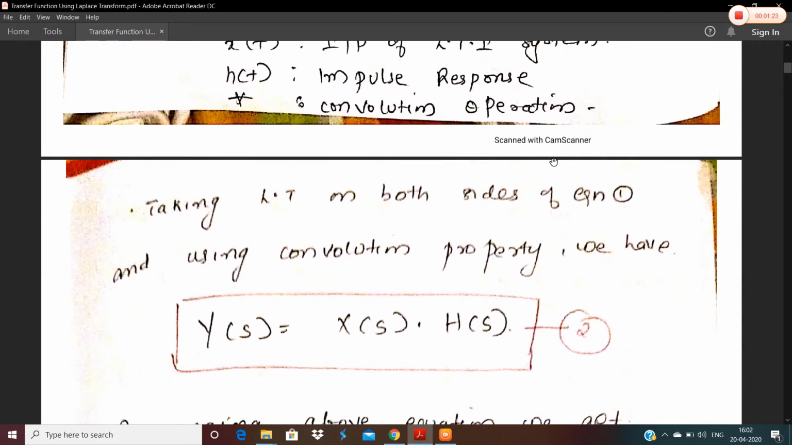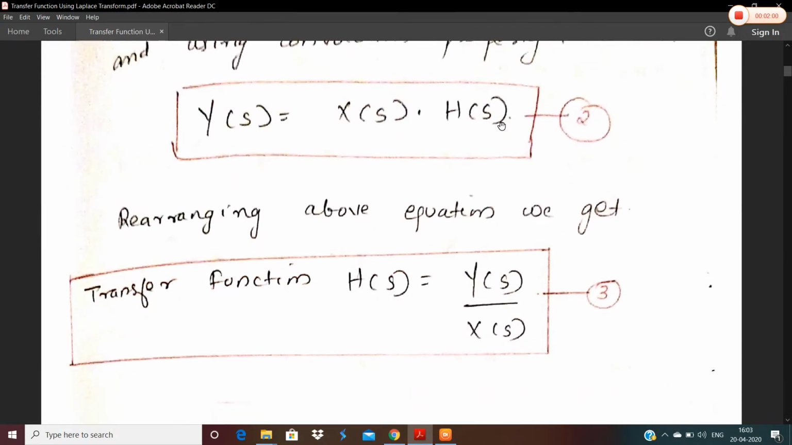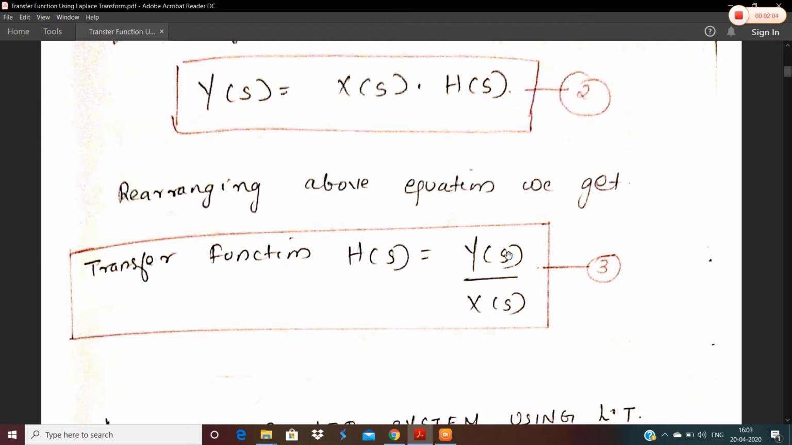On taking the Laplace transform on both sides of equation 1 and by using the convolution property, we know that convolution in the time domain is nothing but multiplication in the frequency domain, that is, in the Laplace domain. So on taking the Laplace transform of y of t, we get Y of s. X of t's Laplace transform is X of s, and h of t's Laplace transform is capital H of s, and convolution in time domain will be equal to multiplication in the frequency domain. Hence, this equation becomes Y of s is equal to X of s into H of s. Hence, just rearranging the above equation, the transfer function H of s becomes Y of s by X of s. So, this is the final equation of the transfer function H of s, where Y of s is the Laplace transform of y of t and X of s is the Laplace transform of x of t.